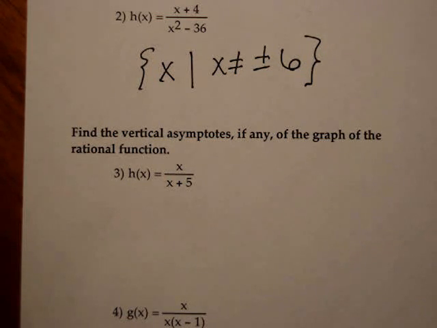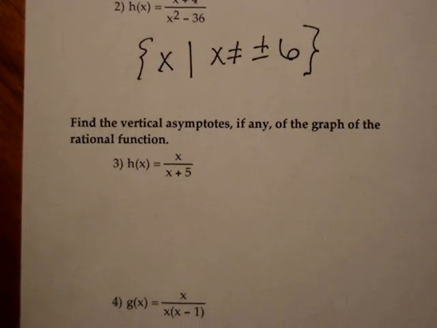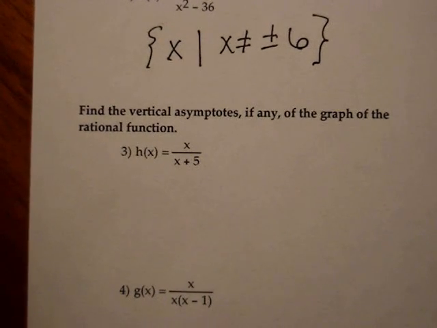And the way you find vertical asymptotes is first you reduce, you simplify the rational expression as much as possible, and then anything that causes a 0 in the denominator is a vertical asymptote. So that means for number 3, that is simplified. That doesn't get any simpler than that.